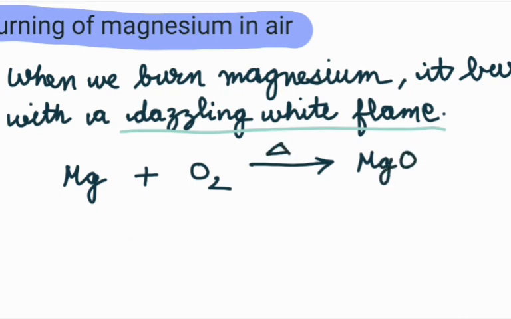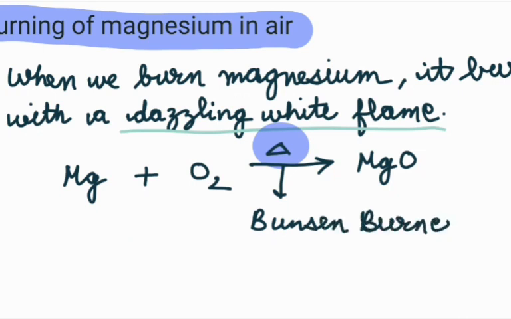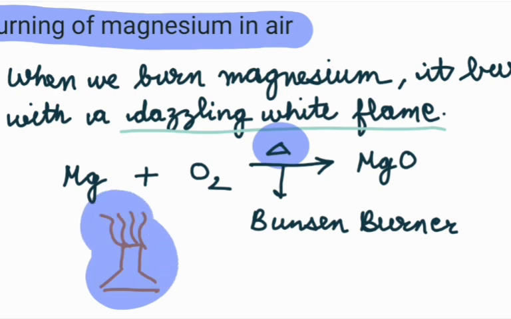Now this symbol which you can see here shows a Bunsen burner. This is a type of Bunsen burner. We use this burner in the labs to heat something. It actually looks like this, where the flames are coming out. Because the whole apparatus is triangular, we can represent it in this way. So this is how it has been shown.